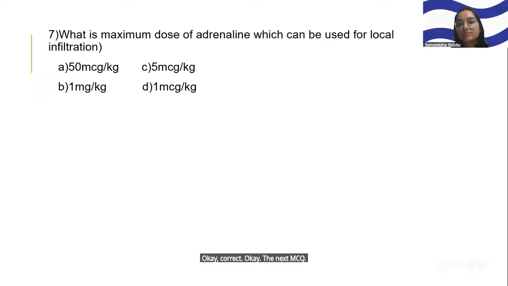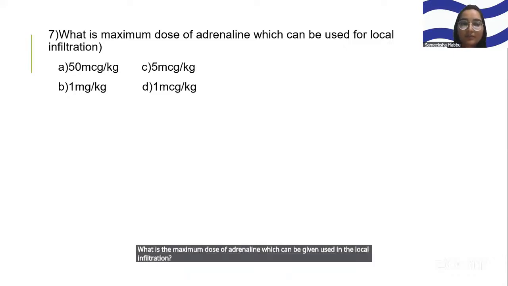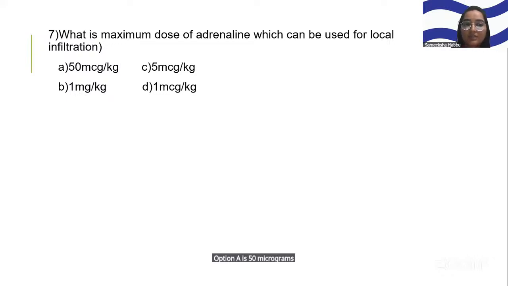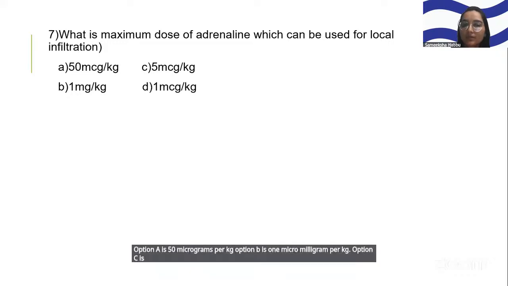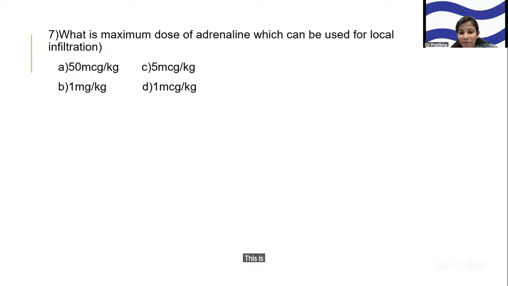The next MCQ. What is the maximum dose of adrenaline which can be used in local infiltration? Option A is 50 micrograms per kg. Option B is 1 milligram per kg. Option C is 5 micrograms per kg. Option D is 1 microgram per kg. We are getting a mixed response between C and D. Let's wait for some more answers.